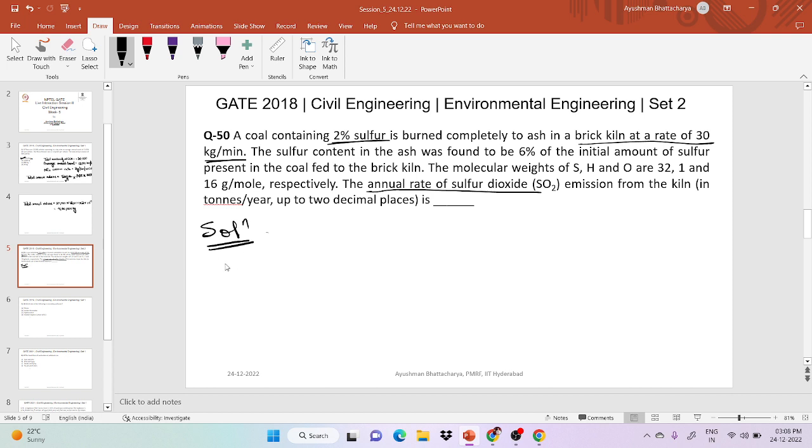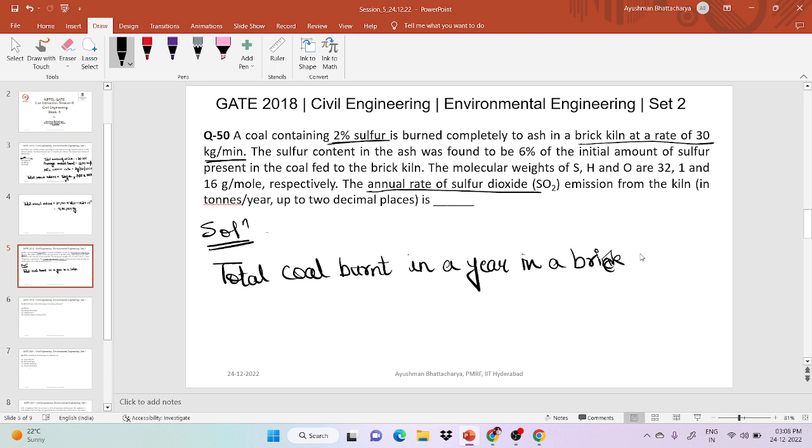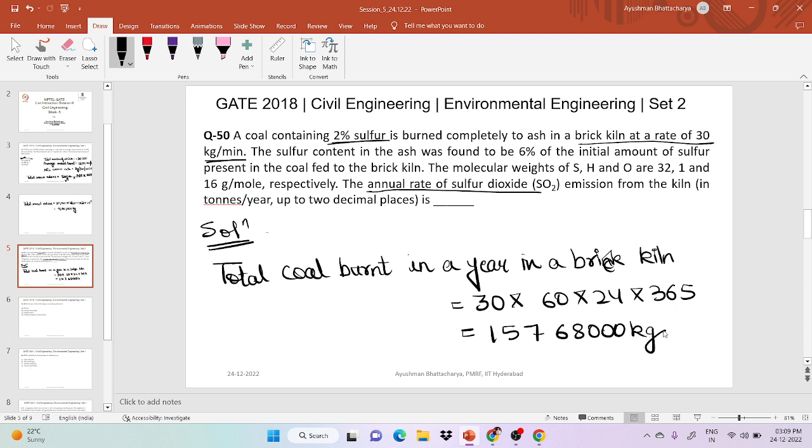So the total coal burnt in a year in a brick kiln is, so 30 kg per minute. We have to convert it into 30 kg in a year. So it will be 30 into 60 into 24 into 365. It is given per minute, we convert it into per day, and then we multiply it by the total number of days, that is 365. So the answer comes out to be 15768 kg. Okay, so we calculated the total coal burnt in a year in a brick kiln.